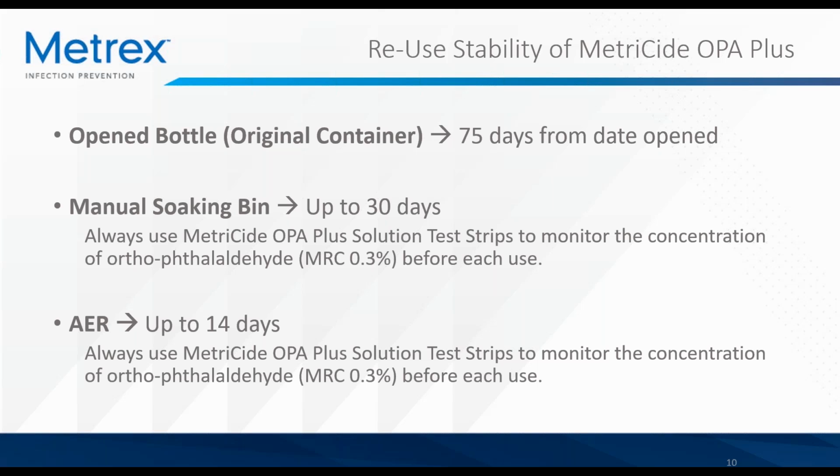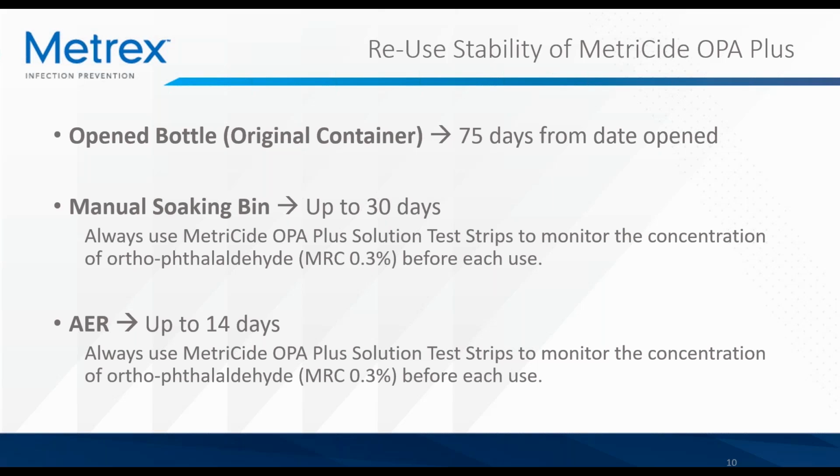Solution that you pour out of the bottle then has a more limited reuse period, and this will depend on the type of usage for the solution. If you use MetriCide OPA+ in a manual soaking bin or basin, the solution may remain viable for up to 30 days. In an automated endoscope reprocessor or other automated reprocessing machine, the solution may be used for up to 14 days.